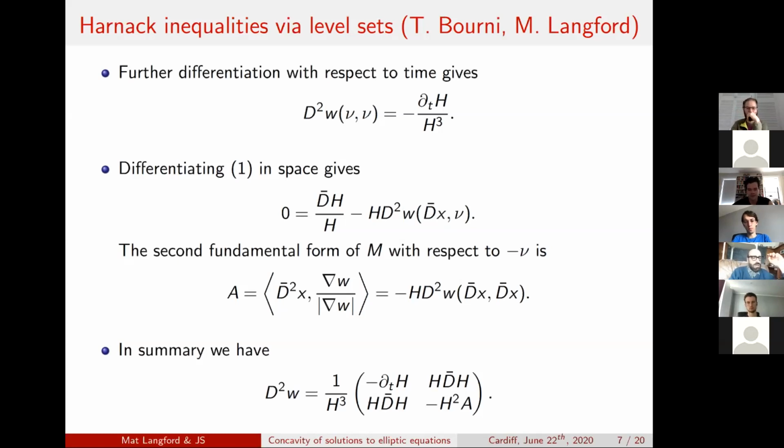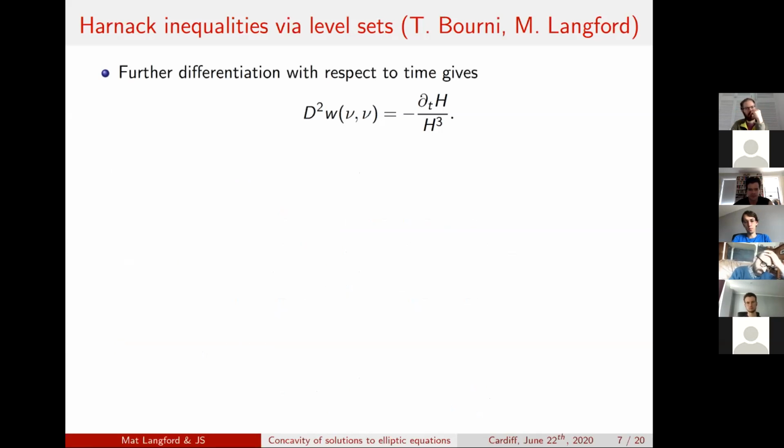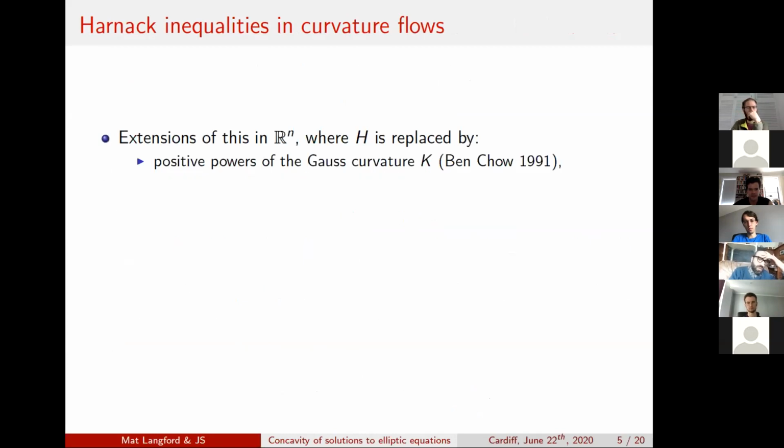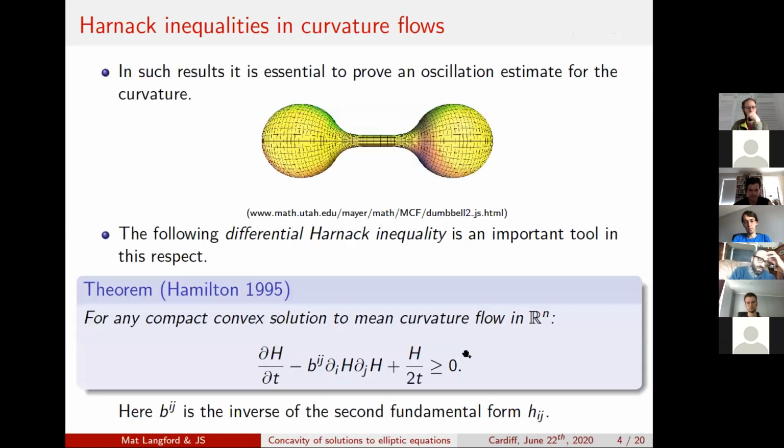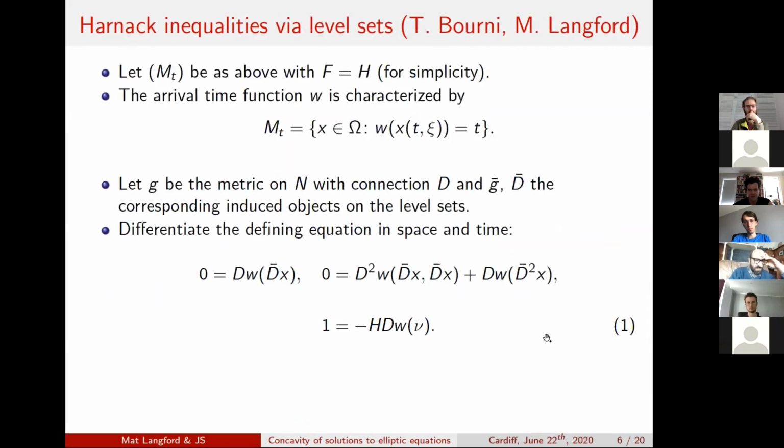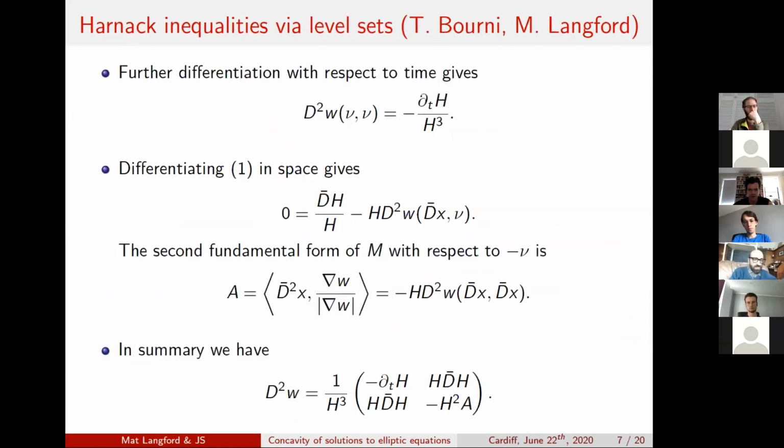And if you happen to remember how the differential Harnack inequality looks, maybe I give you a short update on that again. So we have exactly these ingredients there somehow, right? We have the time derivative of the mean curvature, we have a space derivative of the mean curvature and the absolute term, and you will recognize these terms in the Hessian of the arrival time function. It's all there.